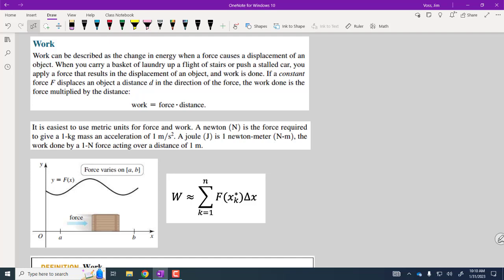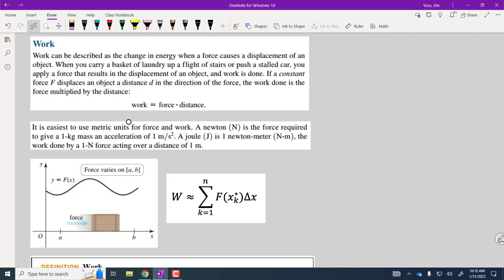And newtons will be in the metric system. If we have a constant force and the force is in the direction of motion, simplest scenario. So if you've got a block and you're pushing it with a constant force over a period of space, then you just multiply force times distance, and that'll give you the work. Work will be in, if we're dealing with the metric system, it will be in Newton meters typically, and a Newton meter is the same thing as a joule.